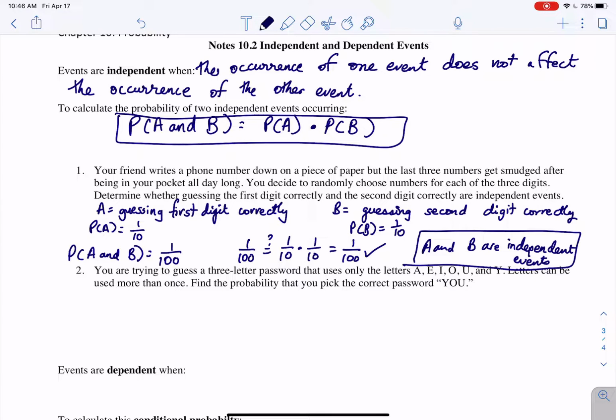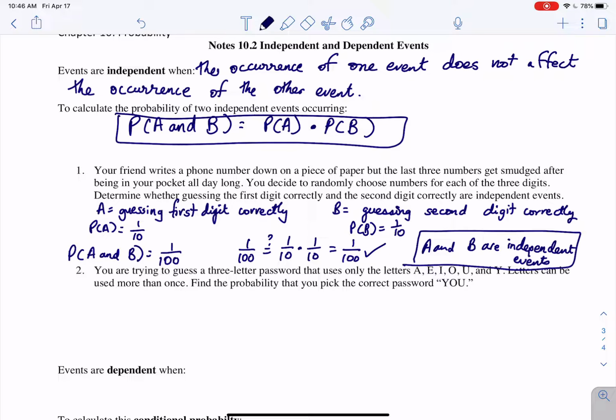This next problem says that we're trying to guess a 3-letter password, and the only possible letters are A, E, I, O, U, and Y. We can use the same letter more than once, right? So we could have a password that's AAA or OOU or EIU. It could be any 3 letters. We can repeat letters. So we want to know if the correct password is YOU, what is the probability that we pick that?